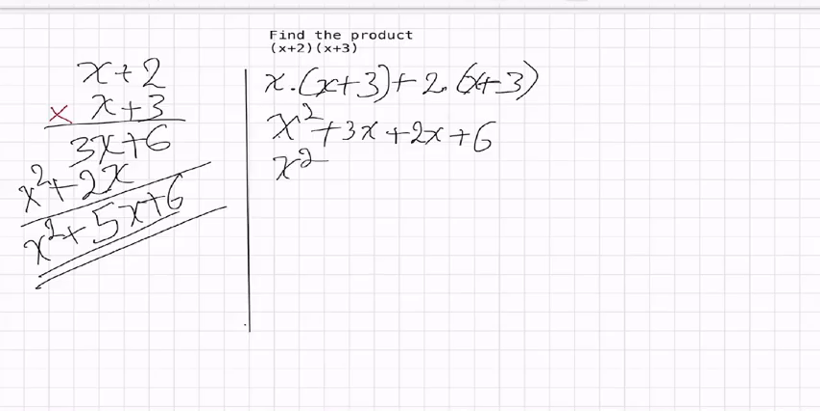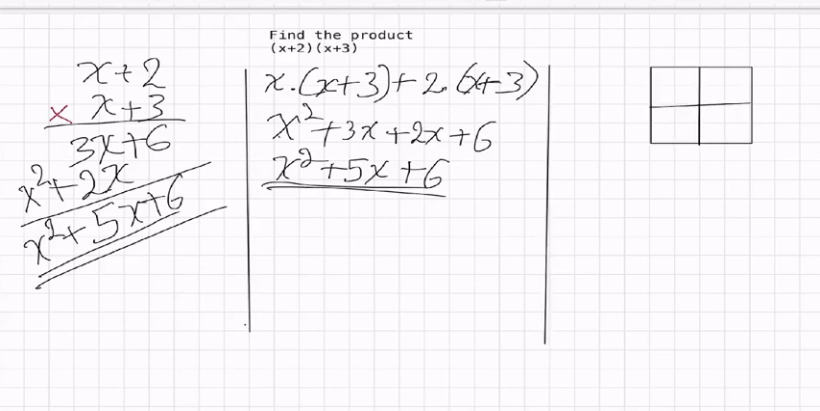and this one is like terms, 3x plus 2x is 5x, and plus this one is 6. Then our answer is x squared plus 5x plus 6, which is the same as the other one. Now the other one is (x + 2)(x + 3).